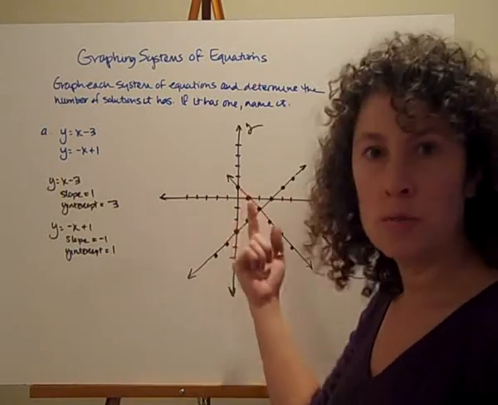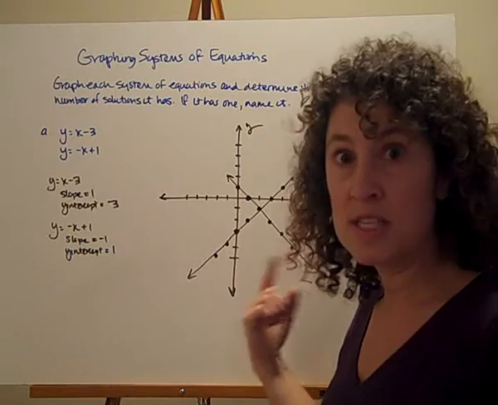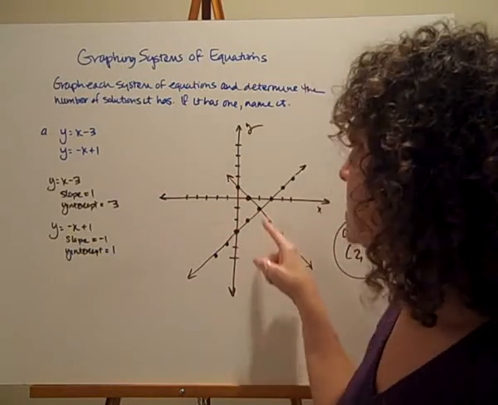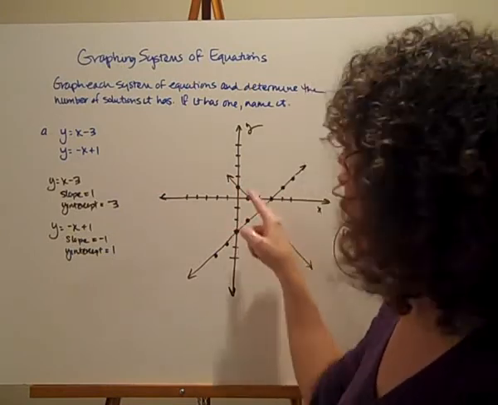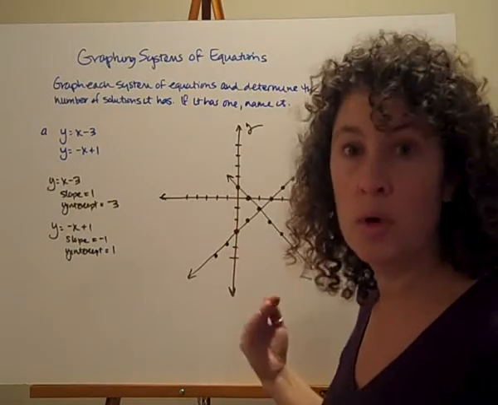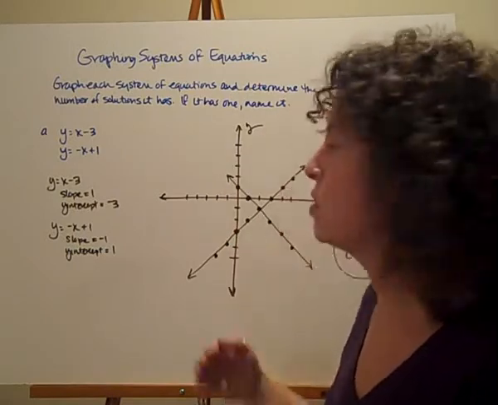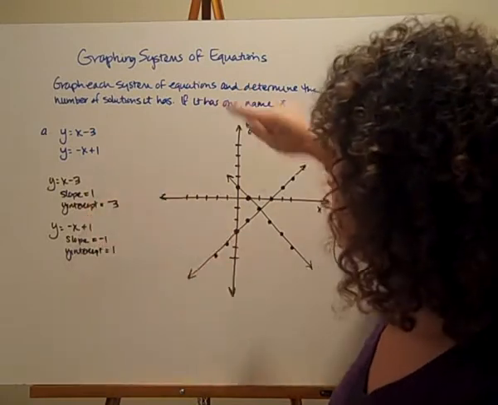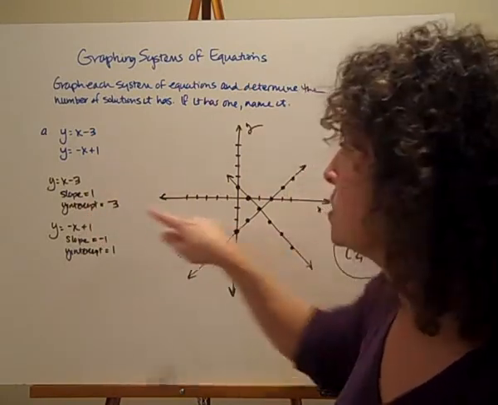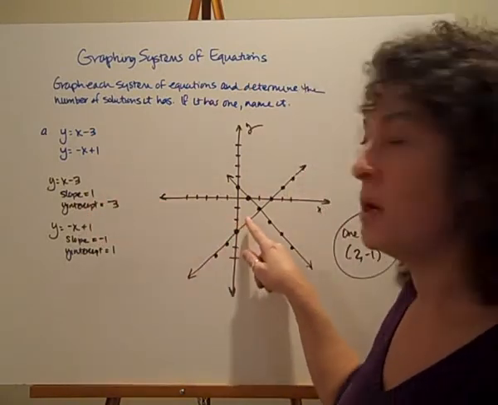So as we give our points here, and I'm using my slope to do that, I'm not creating a table. As I use my slope to find my points, I want to do as many points as I possibly can to find where those two lines cross. So I'm going to start with my y-intercept of negative 3, and I'm going to use a slope of positive 1. So a rise of 1, a run of 1.